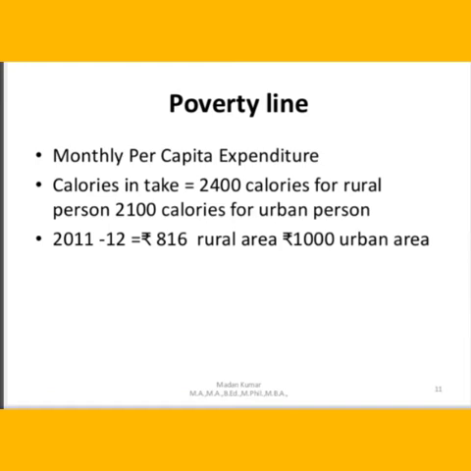Next, the poverty line is studied on the basis of monthly per capita expenditure and calorie intake. Calorie intake means that for a rural person, the calories should be 2400, and for an urban person, it should be 2100 calories. This is the nutritional requirement, or the national norm, they have kept.